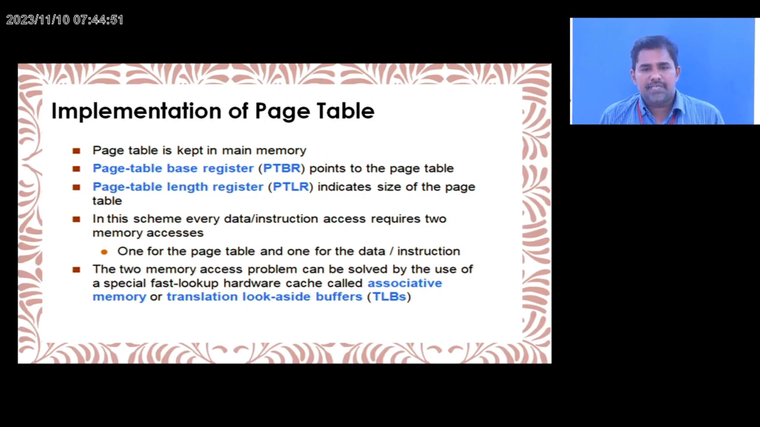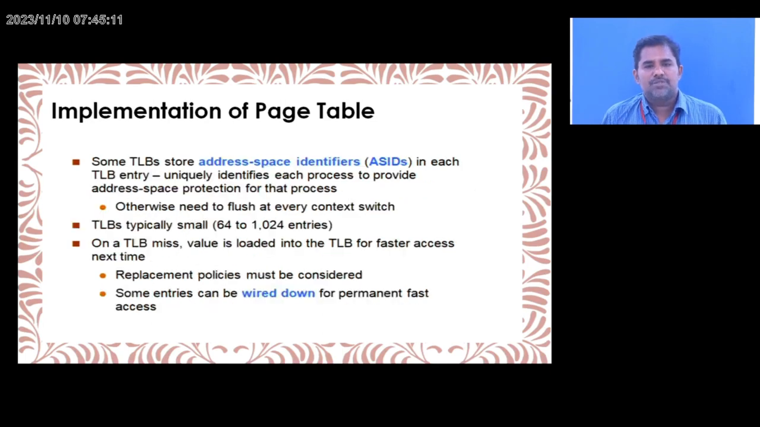In this scheme, every data or instruction access requires two memory accesses: one for the page table and one for the data. The memory access problem can be solved by the use of a special fast lookup hardware, which is called associative memory or translation lookaside buffer, TLB. Through these TLBs, it is easily solved.